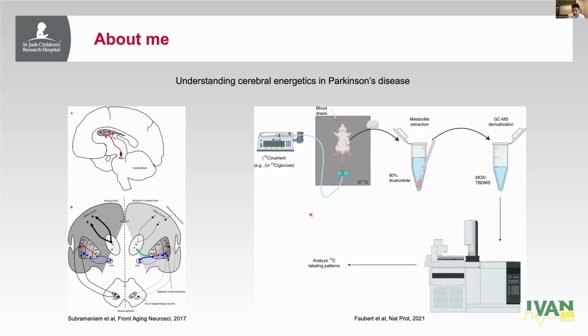So I'll just introduce a little bit more about myself. When I was a graduate student, I was really interested in metabolism, but I did not know what to do. But I knew I was interested in the NMR side of things. And also I wanted to understand more about brain. So I picked a problem, which is basically understanding the cerebral energetics in Parkinson's disease.